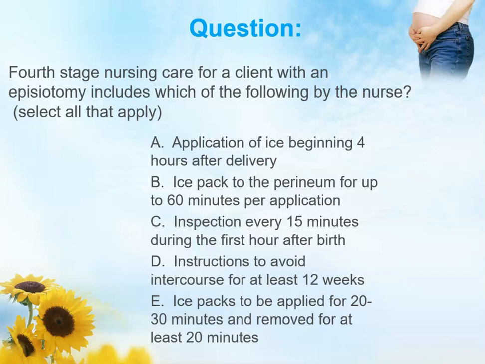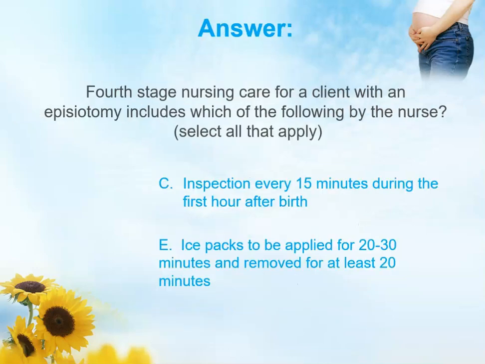So C, definitely. D, instructions to avoid intercourse for at least 12 weeks: that's probably the most inappropriate time to talk about that, right after delivery. That's probably the last thing she's thinking about. So save that for your discharge instructions. Nothing in the vagina for 12 weeks, okay? E, ice packs to be applied for 20 to 30 minutes and removed for at least 20 minutes at a time. So yes, definitely. So it's C and E that would be the correct answers.